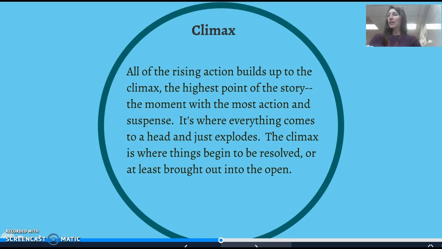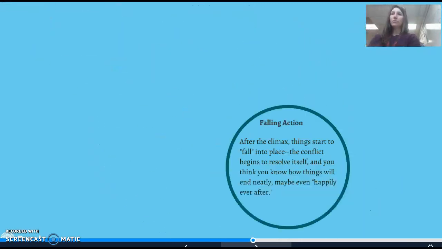3, we come up to the climax. Everything builds up to this point, the highest point of sensation, where everything just explodes. At this point, things begin to be resolved or brought out into the open. The climax, the most exciting part.